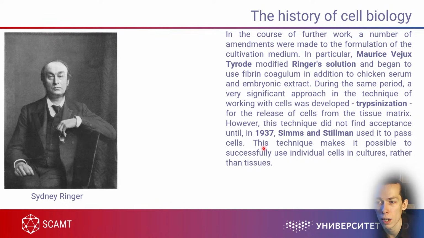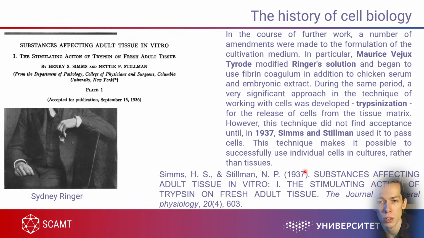Sims and Stillman in 1937, just before the Second World War, used this technique to passage cells. And I believe during the war a lot of things connected with cell biology were developed, because there were a lot of experiments. We will not talk about these experiments here, but there were a lot of them in Japan and Germany. This is the original work from 1936 about trypsinization of adult tissues.